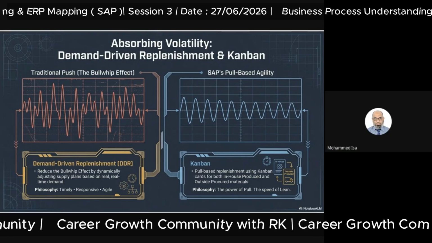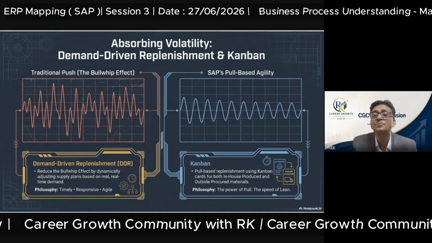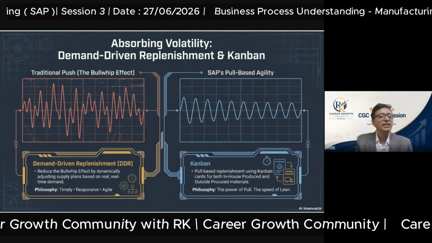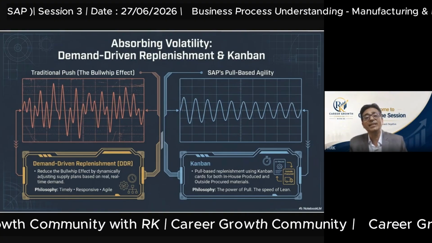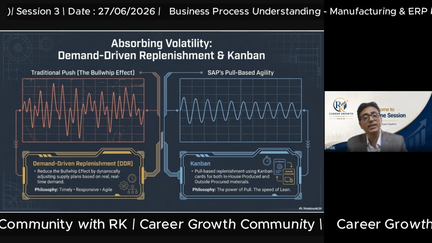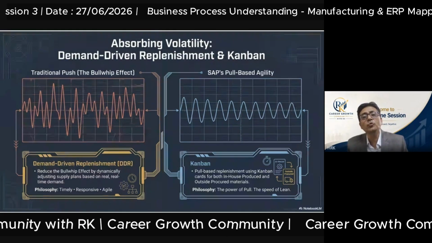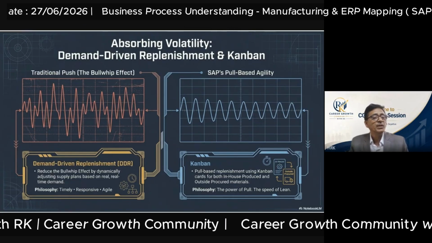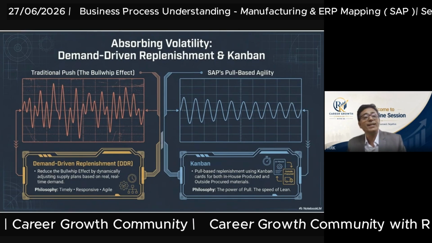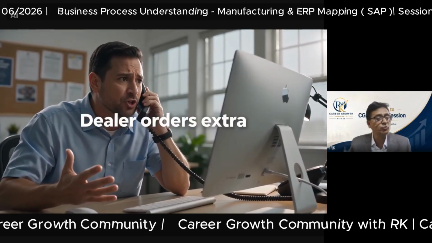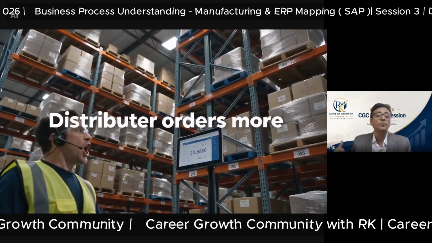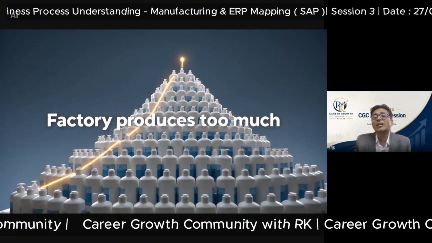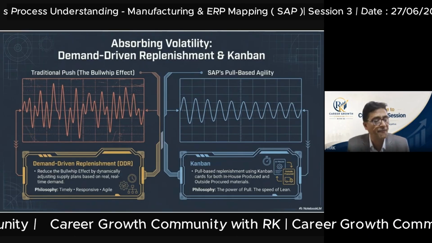So demand increased, but supply was less. Demand was huge. That was a fake demand actually. The people were not going to use it, but they were going to store it. So people were in panic at that time. So what happened? The dealer ordered extra orders to their distributor, and the distributor ordered more to the company, and the factory produced too much. So this is called the bullwhip effect.